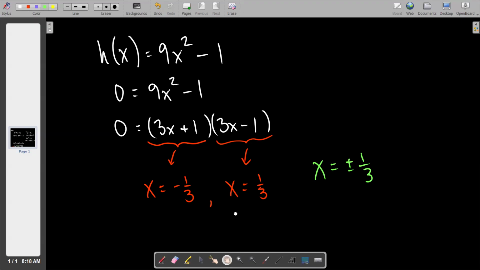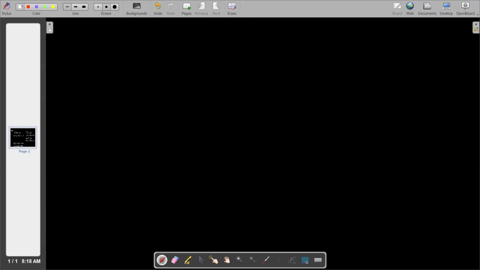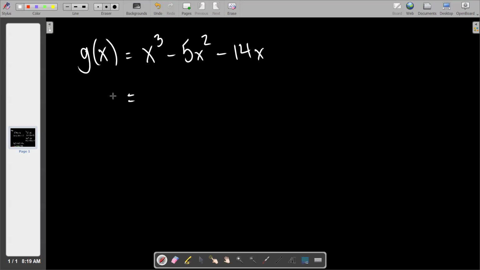Okay. The last one in this section, what changes is, well, you'll see. Let's call it g of x. And we're going to call it x to the 3rd minus 5x squared minus 14x. So I'm going to do what I know I'm supposed to do and at least just put in a 0. And then what? Tell me about the factoring.